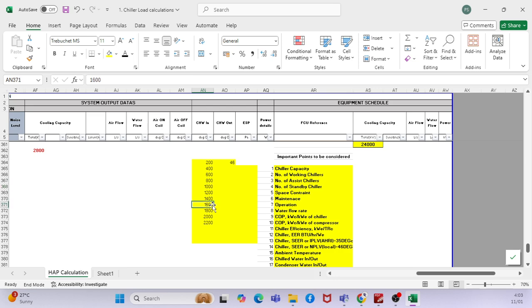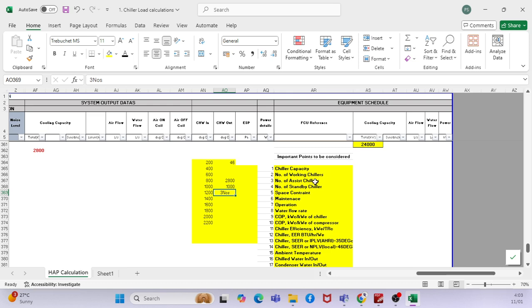Maybe I cannot install a 1,600 kilowatt chiller because the space is not available. So that is one of the factors, right? Based on that, I have decided, for 2,800, I will go with the 1,000 kilowatt chiller. So 2,800 is my total capacity and the chiller capacity will be 1,000, so I'm going with 3 chillers. This is the way I'm going to select the number of chillers.